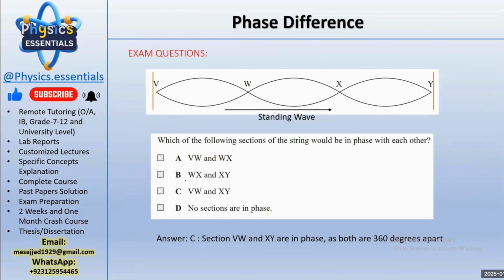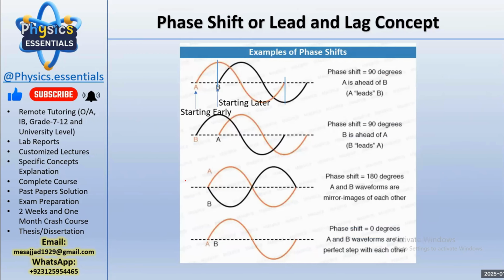Now, what is the concept of phase shift or lead and lag? You can see that A is starting earlier, for example, at 0, while B is not starting as early as A. It is starting at some different point in time. And how much is the wave between A and B? You can see a quarter of a wave is between A and B.